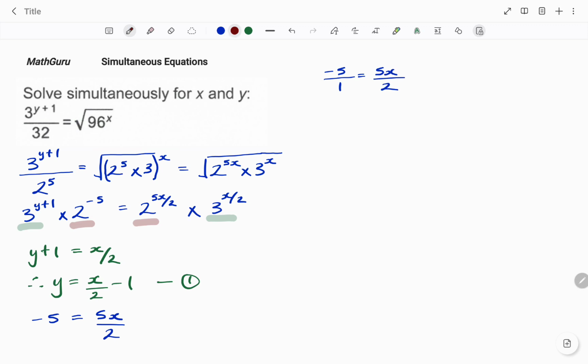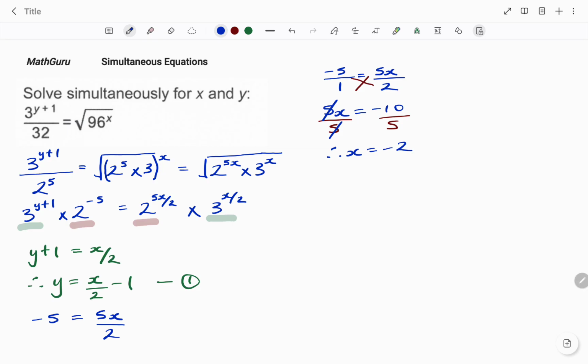If I cross multiply, I have negative 5, or 5x times 1, that's 5x, equals negative 5 times 2, that's negative 10. I'm dividing both sides by 5 in order to solve for x. I have therefore the value of x equals negative 10 divided by 5, that's negative 2.